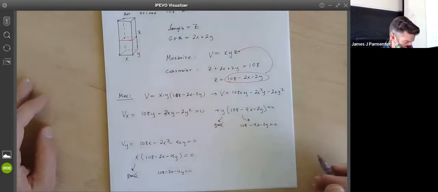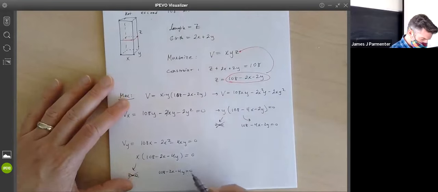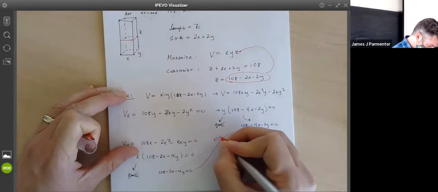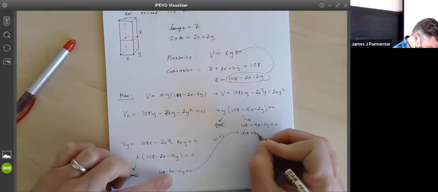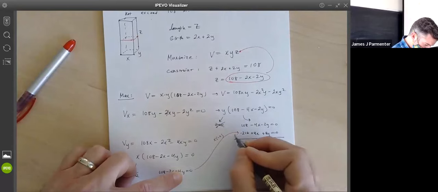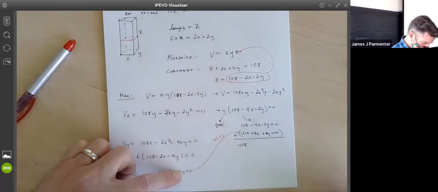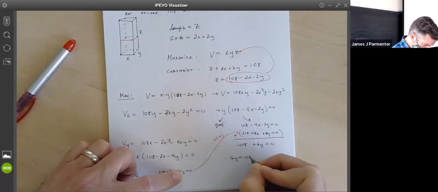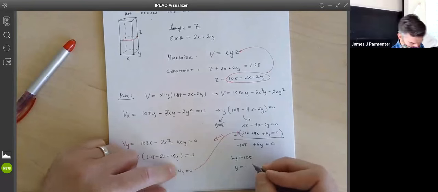Normally, I would solve for one and plug into the other one, but seeing as how things look not too terrible here, I could just multiply this by negative 2 and then add it to this one. So I'm going to multiply this by negative 2 and get negative 216 plus 4x plus 8y equal to zero. And then when I add these together, 108 plus negative 216 is negative 108. Negative 4x plus 4x is 0x. And negative 2y plus y is 6y. So 6y equals 108. Y equals 54 divided by 3 is something, 18.